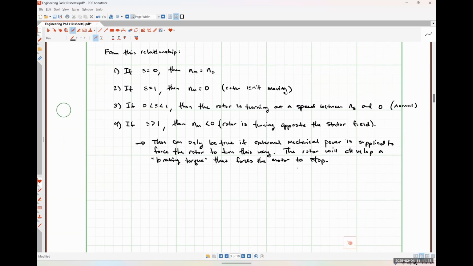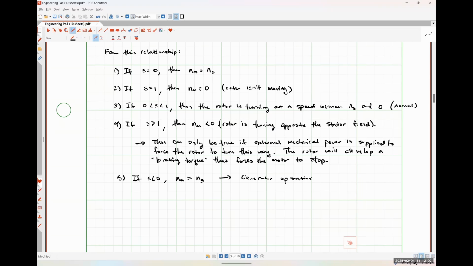So sorry, I made a little bit of a mistake a moment ago. Our fifth thing is if our slip is less than 0, then our mechanical speed is greater than our synchronous speed. And this is how we get generator operation. So essentially, if we spin our rotor faster than the synchronous speed, we're generating power. If we spin it in the opposite direction, we are slowing the motor down or trying to turn it off. Sorry, I got those backwards.